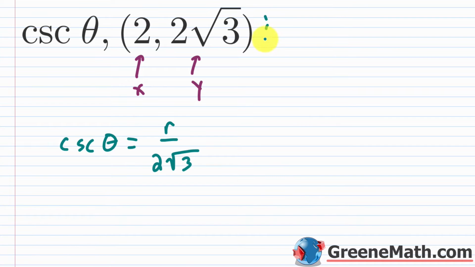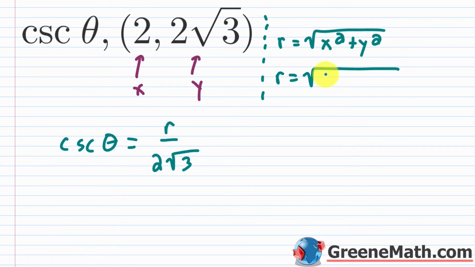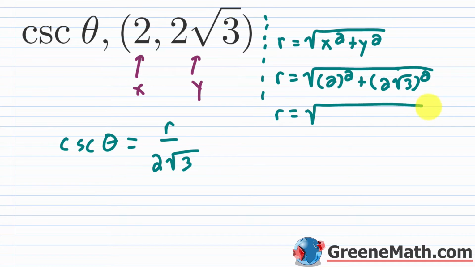And again, we just want to figure out what is the value for r. So r is equal to the square root of x squared plus y squared. So r is equal to the square root of, you'd have 2 squared plus you have this 2 times the square root of 3, squared. So r is equal to the square root of, we know 2 squared is 4, then plus, this one's a little bit tricky. So again, you want to use your rule where you say that 2 would be squared, so that would give me 4. Let me write this over here, so 4. And then the square root of 3 would be squared, so that would give me 3.